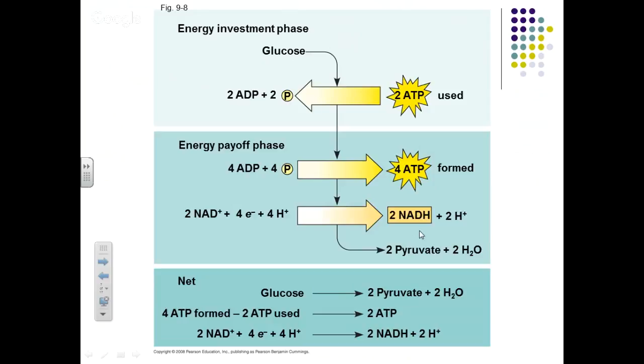All right. So there are 10 steps, and we separate into phase 1 and phase 2. The first phase is what we call the energy investment phase. What that means is that ATP is actually used. 2 ATP molecules are used during these first 5 steps. Now, why do we talk about ATP is actually used? Well, how does ATP actually work in the cell?